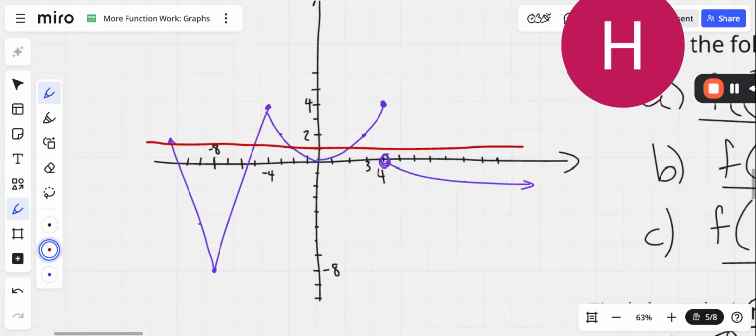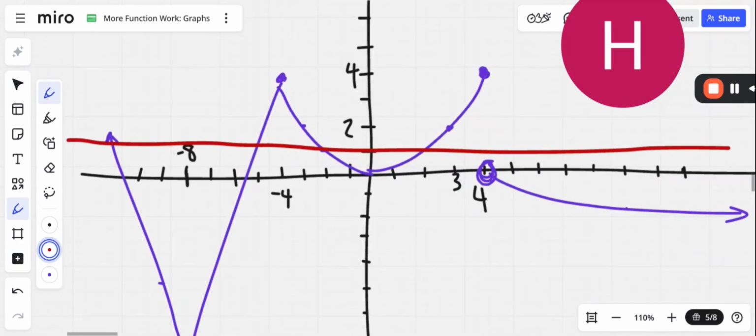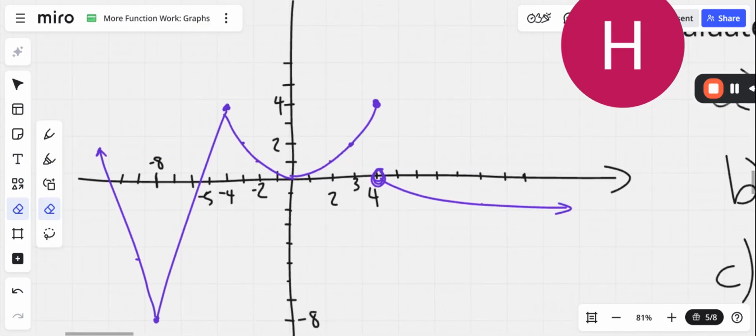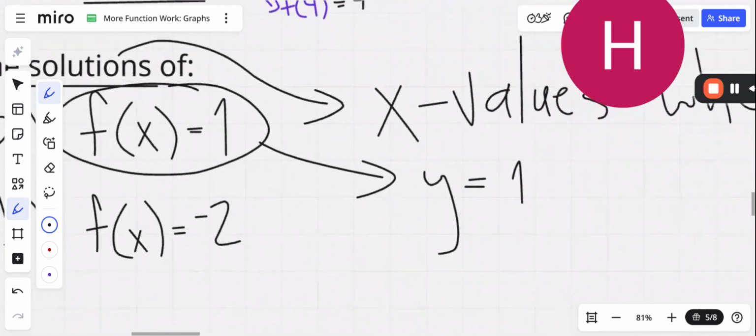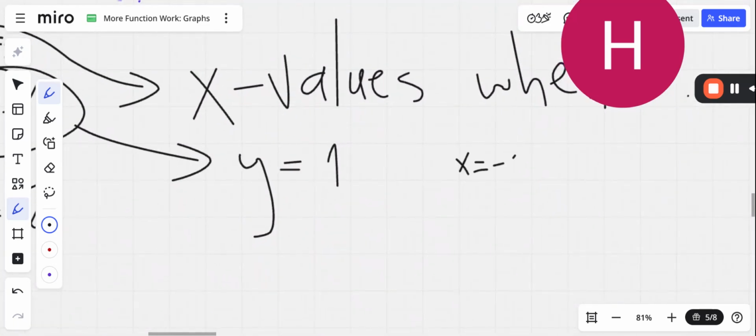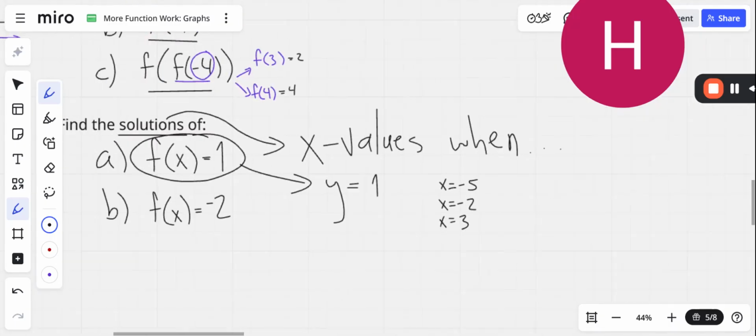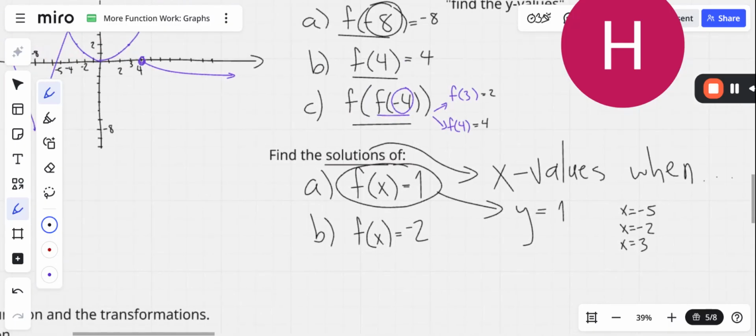This one's off the grid. We don't really have to worry about that. There's not even an x value for it. But here we have negative 2. Here we have positive 2. And here we have negative 5. So those are solutions to the equation f of x equals 1. We're finding x values. So we have negative 5. That's a solution. Negative 2, that was a solution. And then, I believe, 3. Nope, wrong again. Positive 2. Those are our solutions for when f of x equals 1.